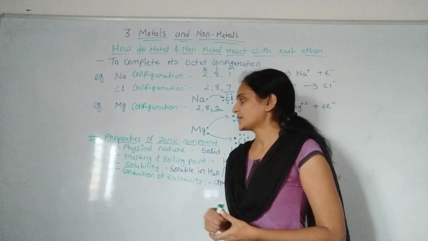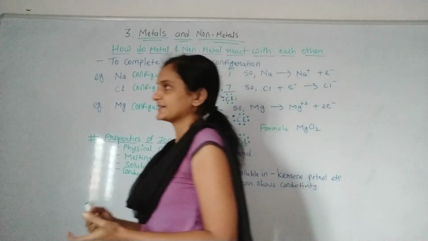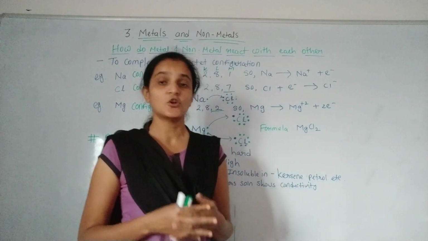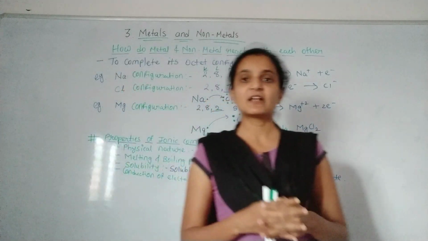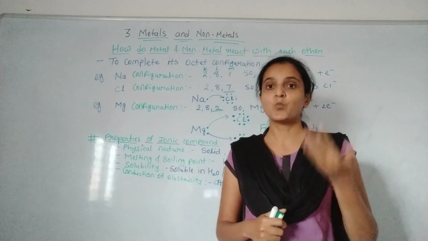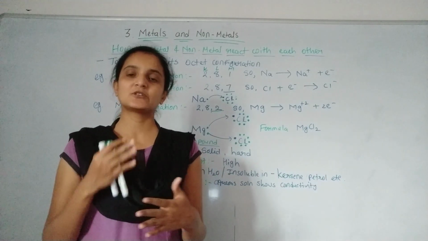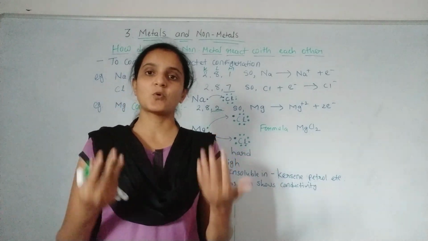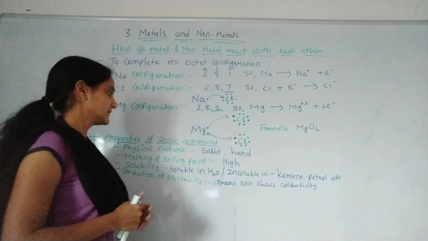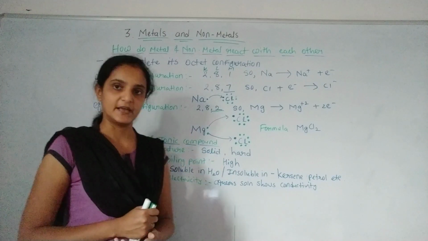Next we are talking about the melting and boiling point. Obviously they are aggregated with each other by a strong electrostatic force, so it is difficult to separate them. You have to apply more heat to separate them, or we can say to break the bond. We have to provide more energy in the form of heat, and that is the reason their melting point and boiling point are comparatively very high.